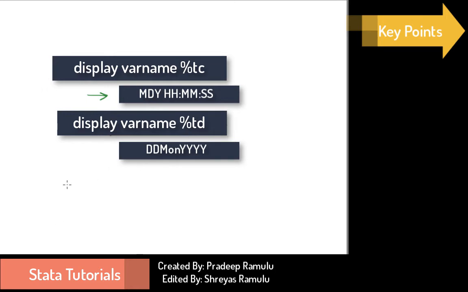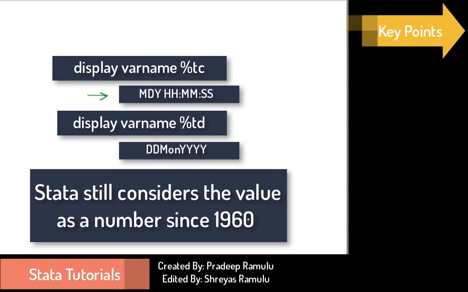You have to remember that even though it's showing you the date in this format, Stata still considers the value as a number since 1960. So you can still do operations and everything else. It's actually just taking this as a number, but just simply showing it to you. So it's simply to display this way, but not the actual value in the variable. And we'll go over this concept somewhat in the assigned worksheet.